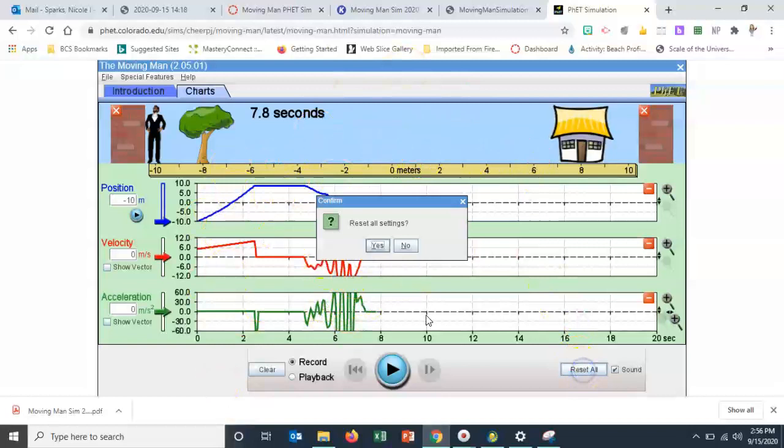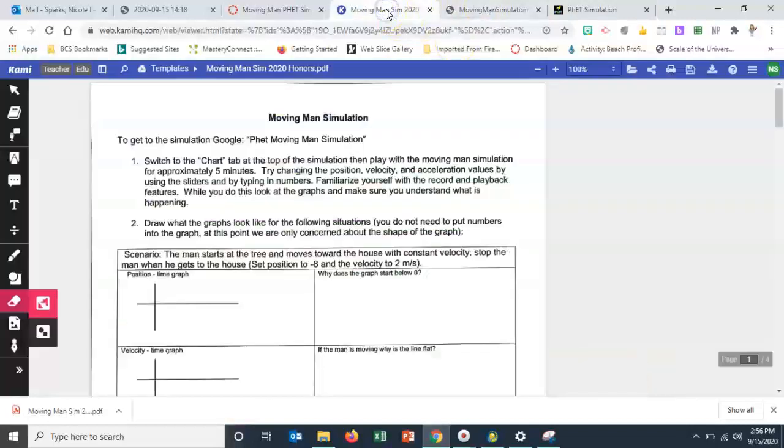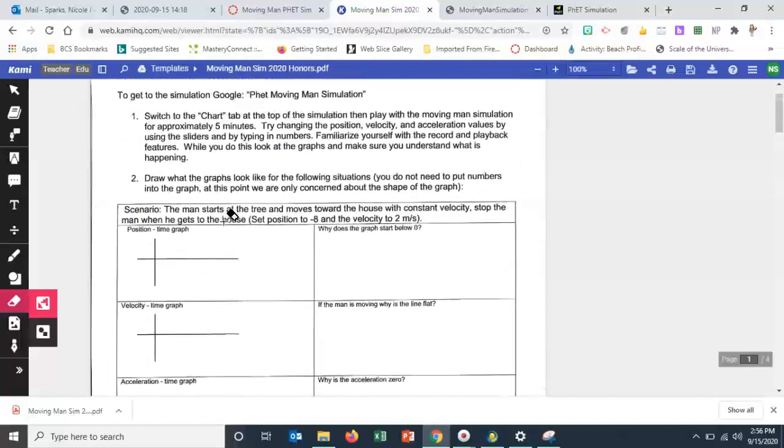So I'm going to go ahead and reset this one here. And let's jump back to our Cami doc and look at what we're asked to do. So it's asking, draw what the graphs look like for the following situation. You do not need to put numbers in the graph at this point. We're only concerned about the shapes of the graphs. So as you can see, there's a couple different scenarios.